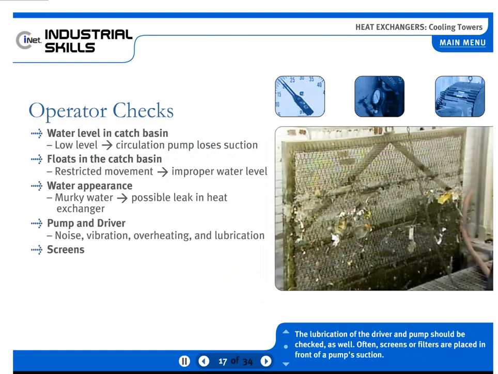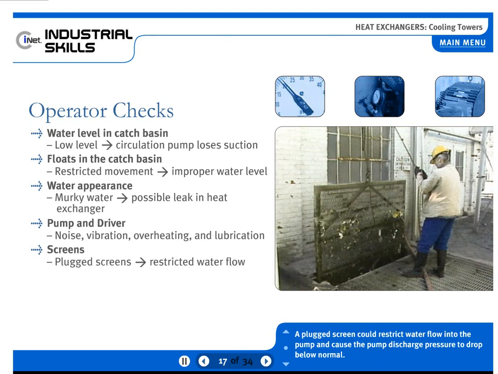Often, screens or filters are placed in front of a pump suction. Screens are used to prevent trash or other foreign material from entering the pump. A plugged screen could restrict water flow into the pump and cause the pump discharge pressure to drop below normal. To prevent this problem, the screen should be checked and cleaned or replaced periodically.